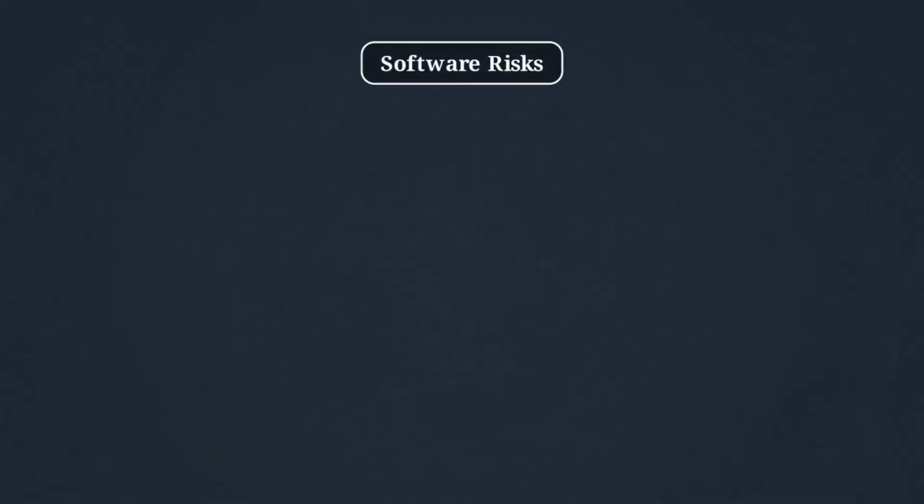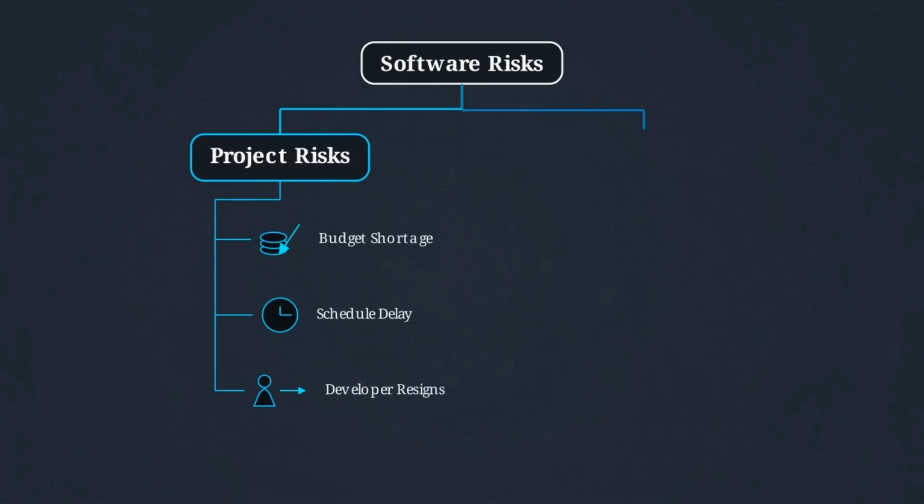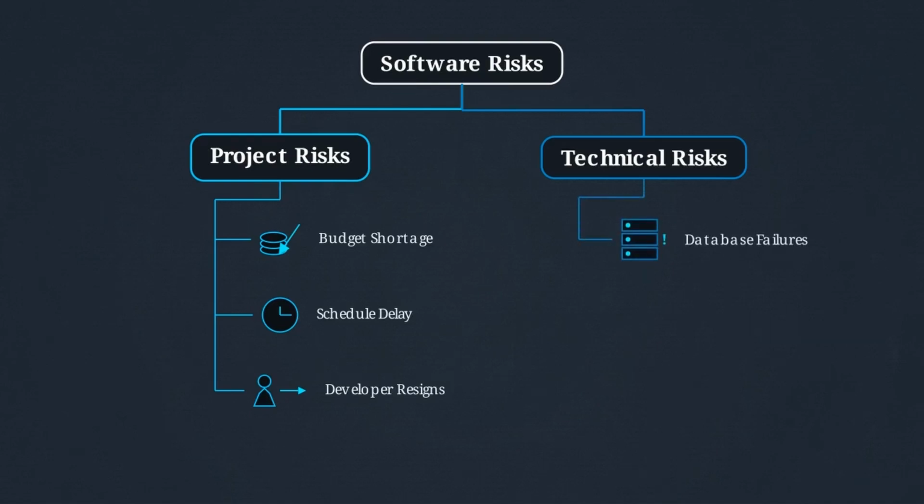The first domain is project risks. These threats attack the internal management constraints of the operation. Common examples include an unexpected budget shortage, a major schedule delay, or critical developers suddenly resigning. The second domain is technical risks. These threaten the engineering stability and architecture of the software itself. This includes database failures, security vulnerabilities, or difficulties integrating an untested framework.